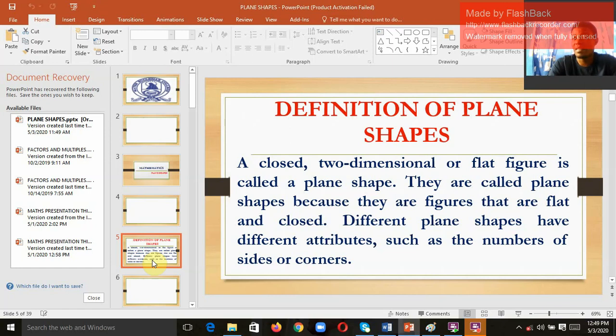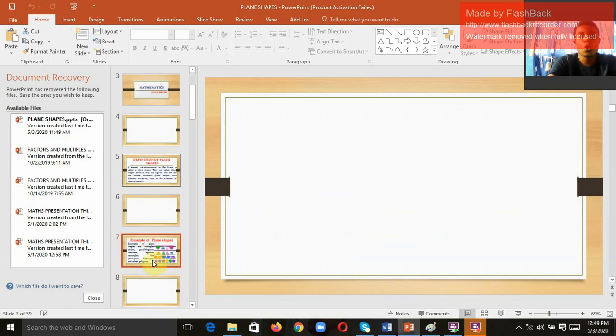Now, to summarize everything I've said, what are plane shapes? Plane shapes are figures or shapes that are flat and closed. They are also referred to as 2-dimensional shapes. They are not 3-dimensional shapes. Now let's look at some examples of plane shapes.